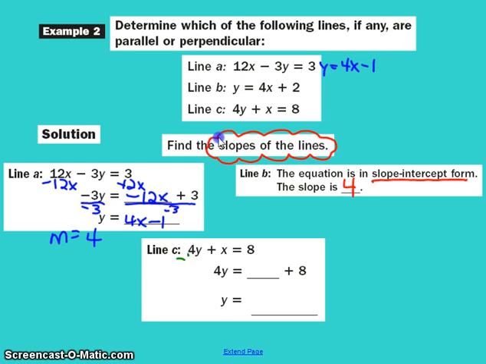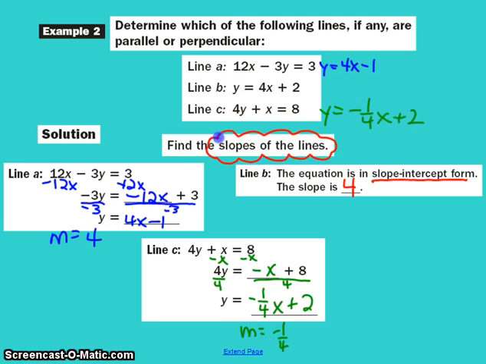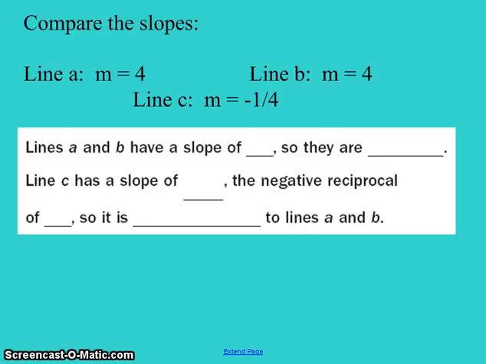Line C, I need to get the y by itself. If I get it into slope-intercept form, I'm looking at y equals -1/4 x plus 2. And that means it has a slope of -1/4. So each one of those I put in slope-intercept form, and then from there I can identify all of my slopes. My slope for line A was 4, slope for line B is 4, and slope for line C is -1/4.